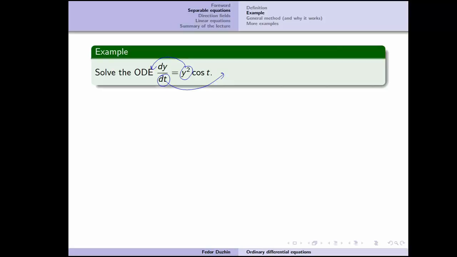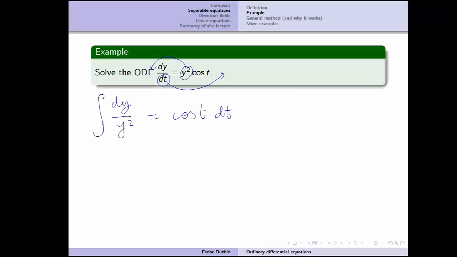and y to the left hand side, right? So in other words, we move everything with one variable to one side and everything with the other variable on the other side, thus separating the variables. So then we get dy over y squared equals cosine t dt. So the first step is done. We have separated the variables.